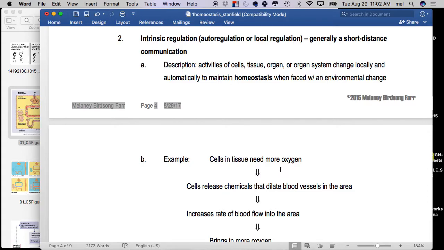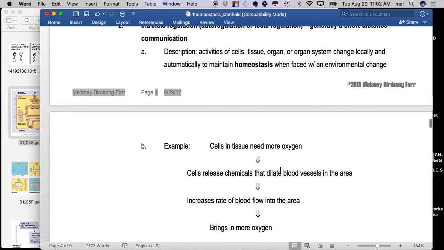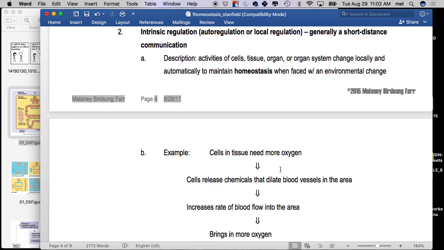No. Hell no. They're going to handle that crap in-house, right? Whether it's Tony Soprano or somebody in Compton. Doesn't make any difference, right? They're going to handle it in-house. That is intrinsic regulation. Does that make sense? Okay, so let's go look at a couple of examples of intrinsic regulation. So sometimes, by the way, intrinsic is also called auto-regulation or local regulation. Auto as in self, local, obvious, right?